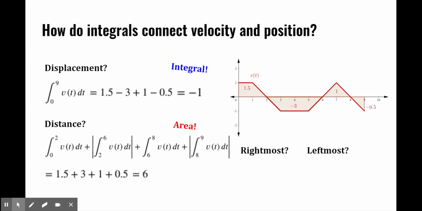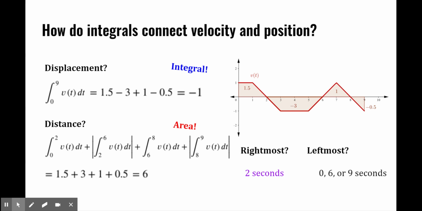There are 2 possibilities for the rightmost time, t equals 2 and t equals 8 seconds. The reason these are candidates is because they represent the last time before the particle starts moving left again. If we integrate from 0 to 2, we obtain 1.5 meters. And if we integrate from 0 to 8, we obtain -0.5 meters. So at t equals 2 seconds, the particle is at its rightmost point.